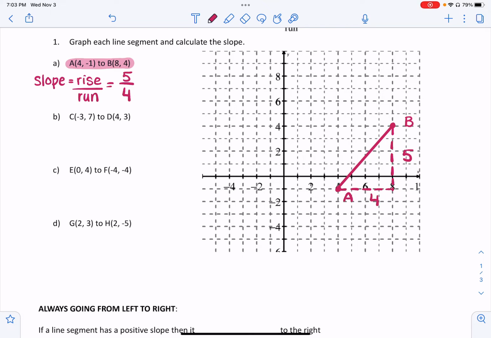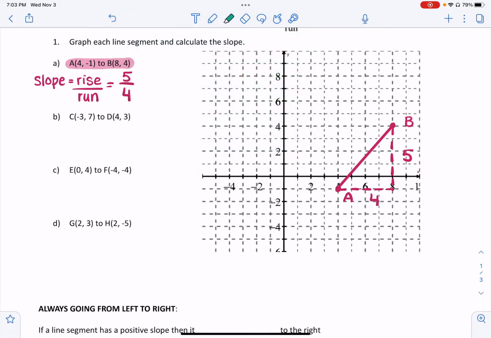Now you'll notice that I'm keeping the slope as a fraction. It's a good idea to keep your slope as a fraction whenever possible. So no decimals, definitely keep it as a fraction, reduce it as much as you can, but keep that fraction. So let's do another example.